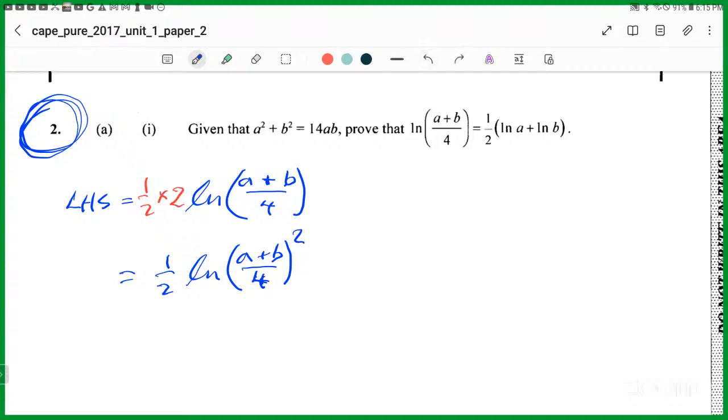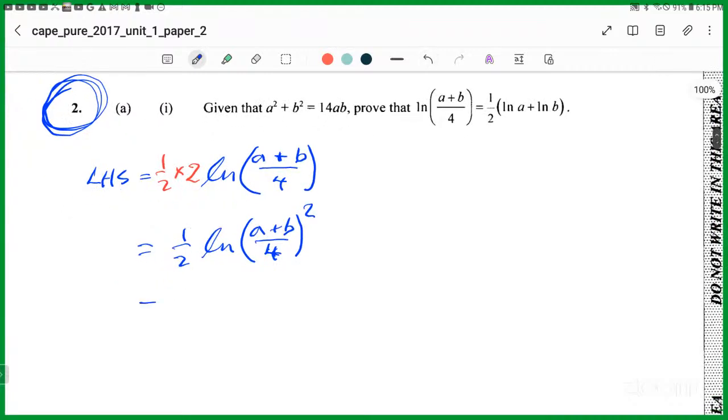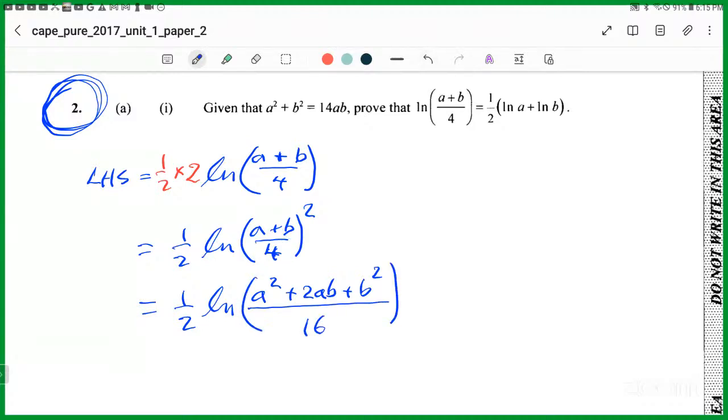I have to learn to do these things. I'm going to expand this simply because I'm trying to generate these square terms. So half is already there. Half ln, I'm going to expand the numerator now, and it becomes a squared plus 2ab plus b squared, divided by, and square this 4, I get 16. The question tells us that a squared plus b squared is 14ab. You see this a squared plus this b squared, they add to 14ab.